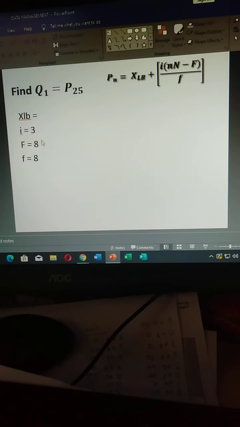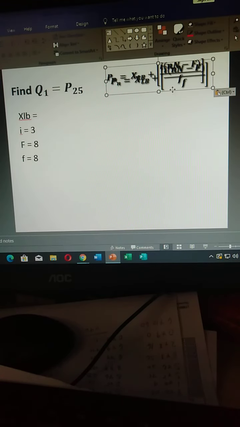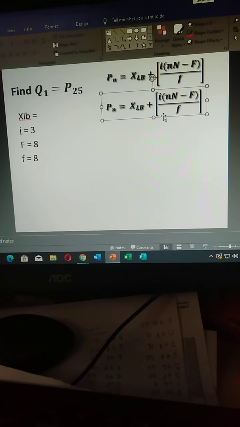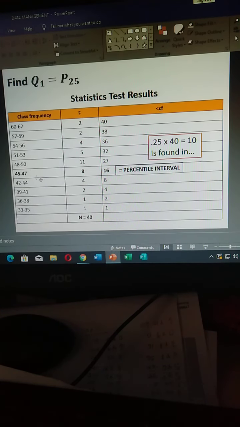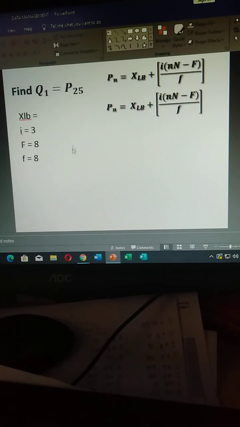Ayan. So, let's solve na. Ay, lower boundary pa pala. I'm sorry. Nakalimutan. Sorry naman. Huwag kayong galit. Kaya ano nga yung lower boundary natin? From 45 to 47. It's 44.5. So, 45 minus 0.5, it's 44.5. Correct. Galing naman.